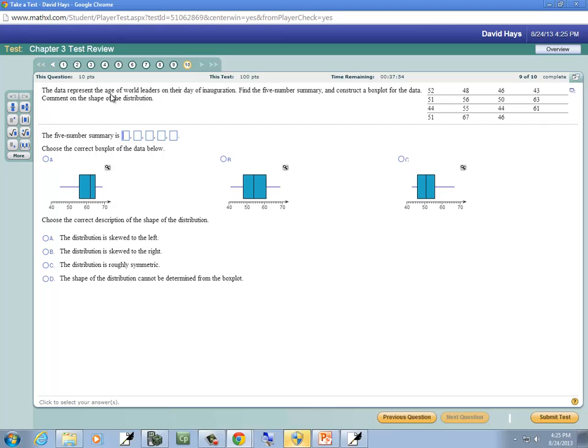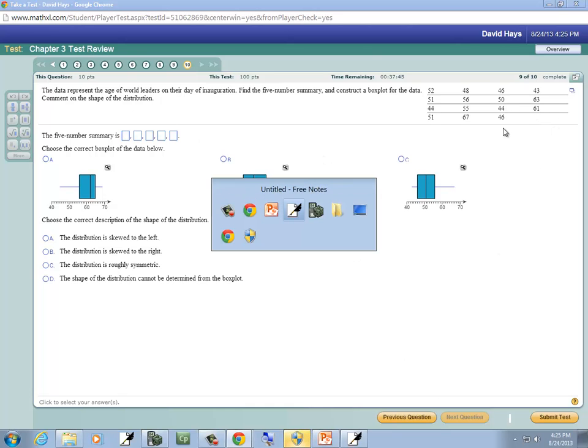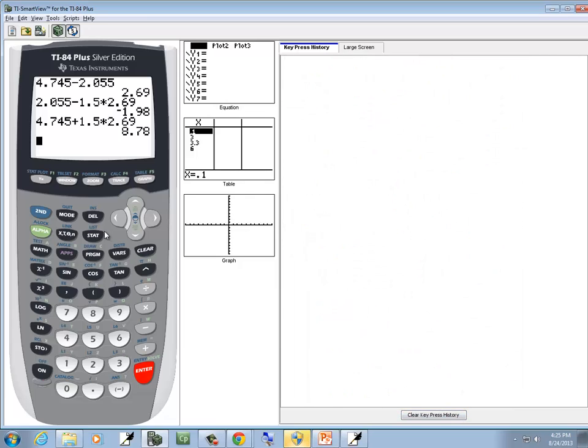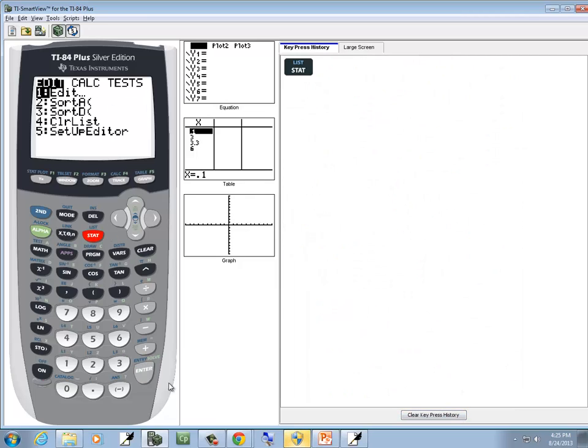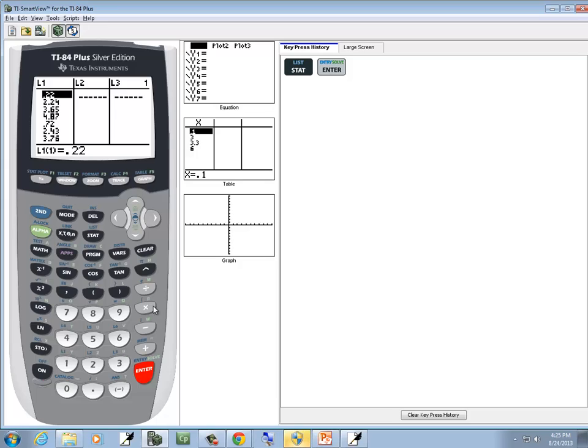Okay, so the data represents the age. Find the 5-number summary. Construct a box plot. Comment on the shape of the distribution. Let's go ahead and put these numbers in our calculator. So I'll go to Stat, go to Edit. I'm going to up arrow, highlight L1, press clear, and then enter.